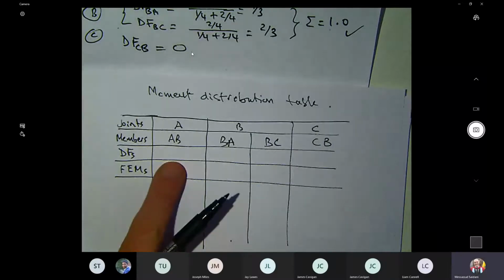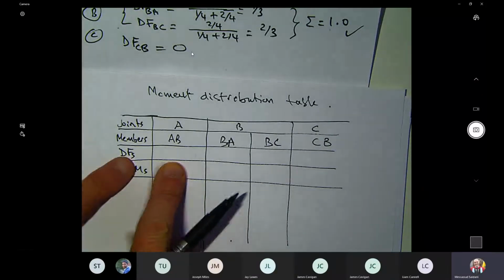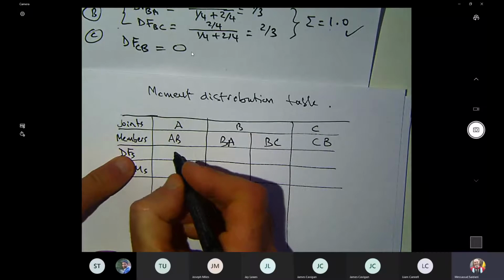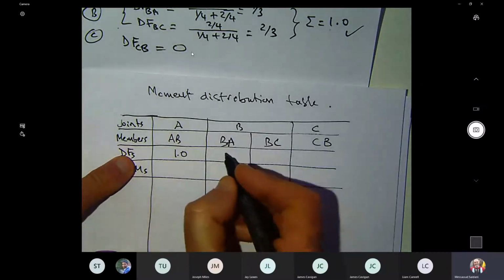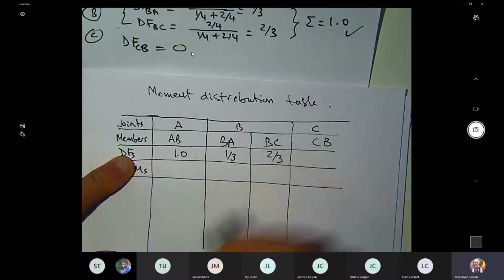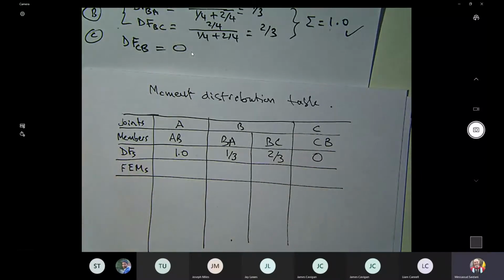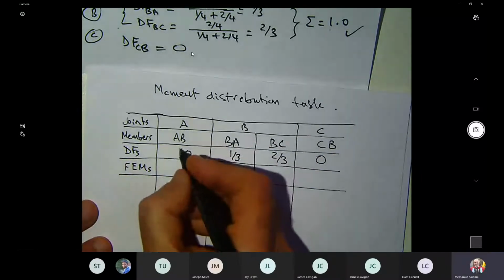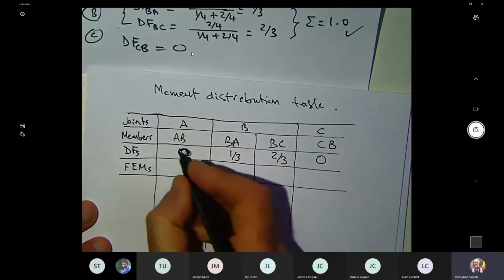Then we write down here the distribution factors as obtained. So for AB, we have 1. For BA, we have 1/3. For BC, we have 2/3. And finally, for CB, we have, was it 0 here? Sorry. Okay.